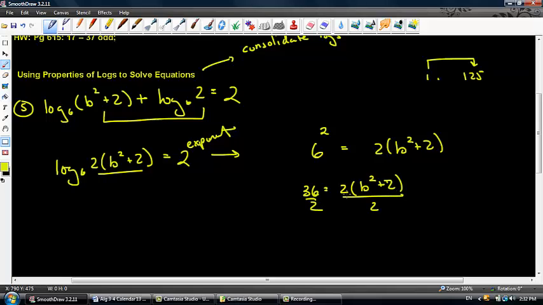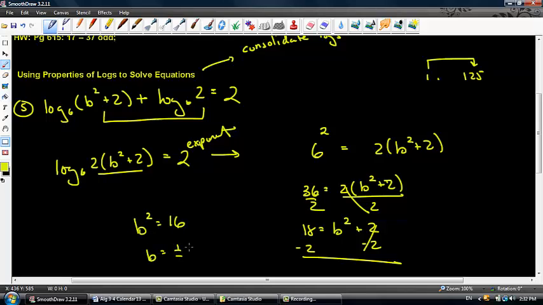I'm going to divide by 2 on both sides. I get 18 equals b squared plus 2. Let's subtract 2 from both sides. I get b squared equals 16 and b equals plus or minus 4. Now, because I ended up with two answers and because there's a b on the inside of the answer, I got to check. If I plug a positive 4 into there, I get something bigger than 0. If I plug in a negative 4, I square it, so I get positive 16. It's still bigger than 0. I'm good on both answers.